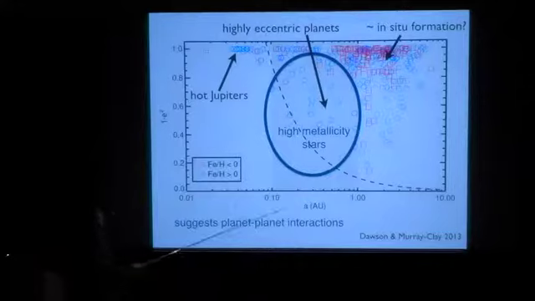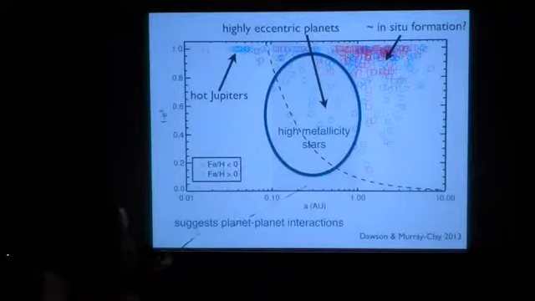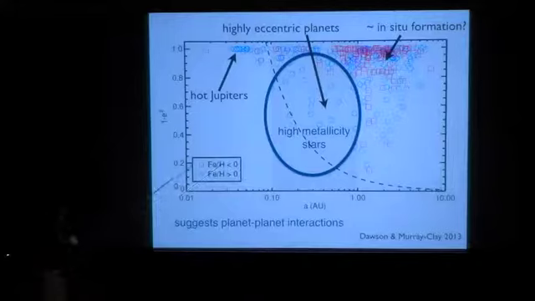This is from Rebecca Dawson back in 2013. Here's distance from the star, 1 minus eccentricity squared. So down here is high eccentricity. If you look at these radial velocity planets, the high eccentricity planets between 0.1 and 1 AU are all around metal-rich stars. Blue means metallicity greater than 0. So our interpretation at the time was that this suggested planet-planet interactions, because why should metallicity matter for this? Well, maybe more metallicity, more planets, you have more dynamics.